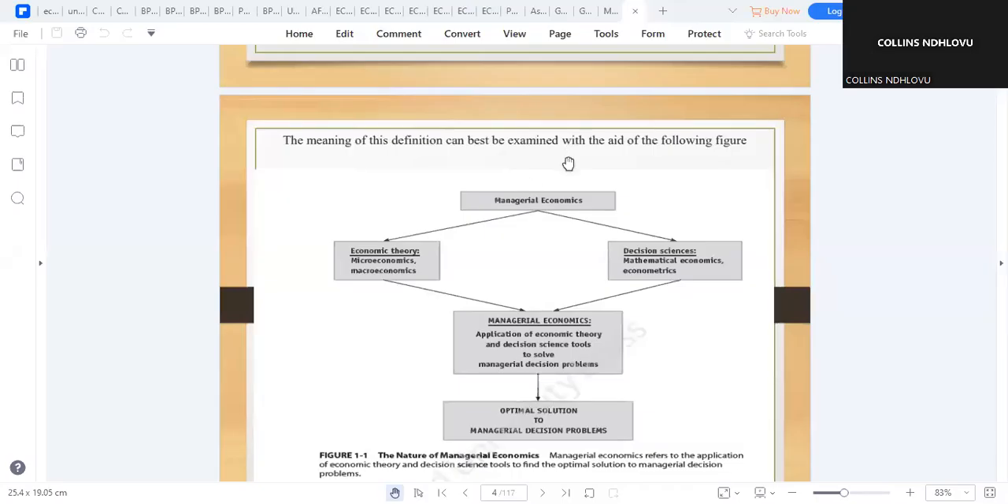So managerial economics, by definition, is the integration of economic theory and decision sciences to solve managerial problems optimally. So managerial economics basically looks at applying economic theory and decision sciences to solving managerial problems optimally. I'm going to combine two key things here. There's what we call economic theory, which comprises micro and macroeconomics, and we're going to look at decision sciences, which comprise mathematical economics and decision making.